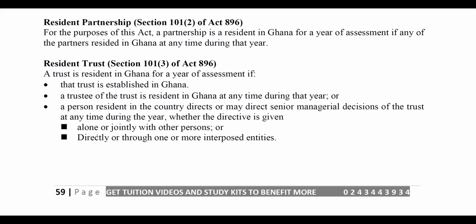Okay, so because we deal with the individuals in the partnership and not the partnership business itself, if any of the partners for a year of assessment resided in Ghana at any time during that year, then we deem it as a resident partnership. Let's go to a resident trust.